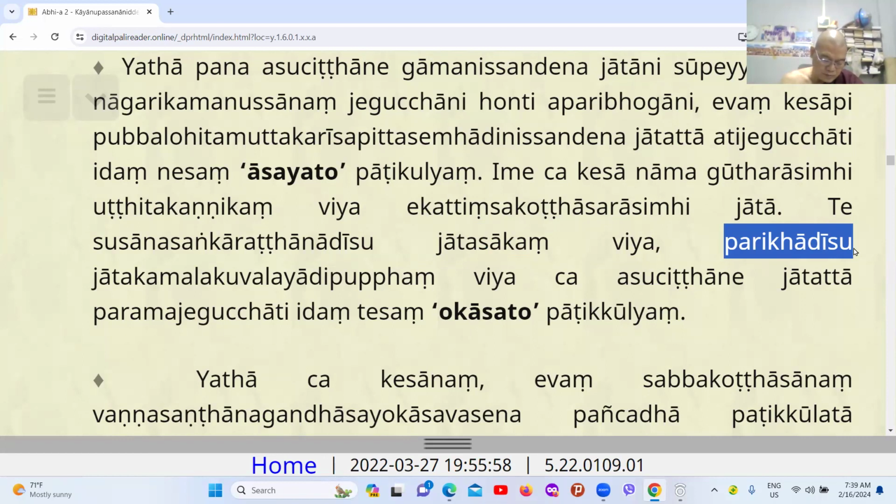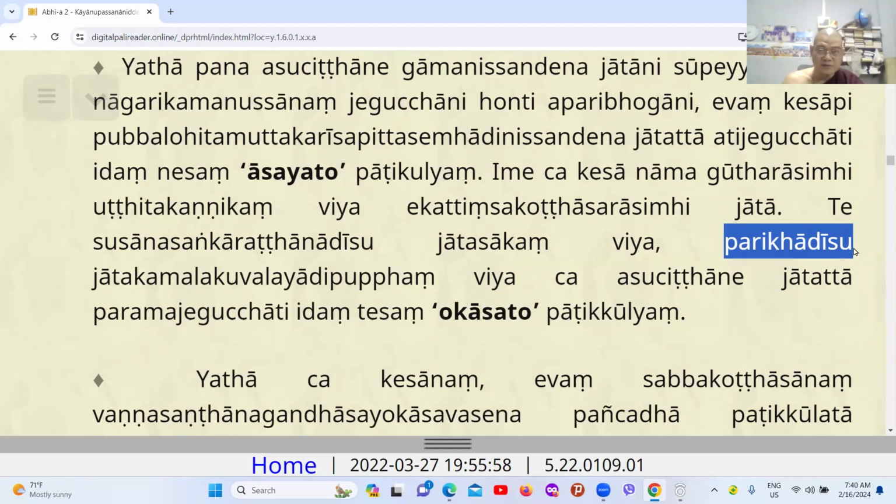Jadaka palakula, just like lotus flowers. The lotus flowers grow in the drain, where there is water, mud, and unclean water, just like that here.